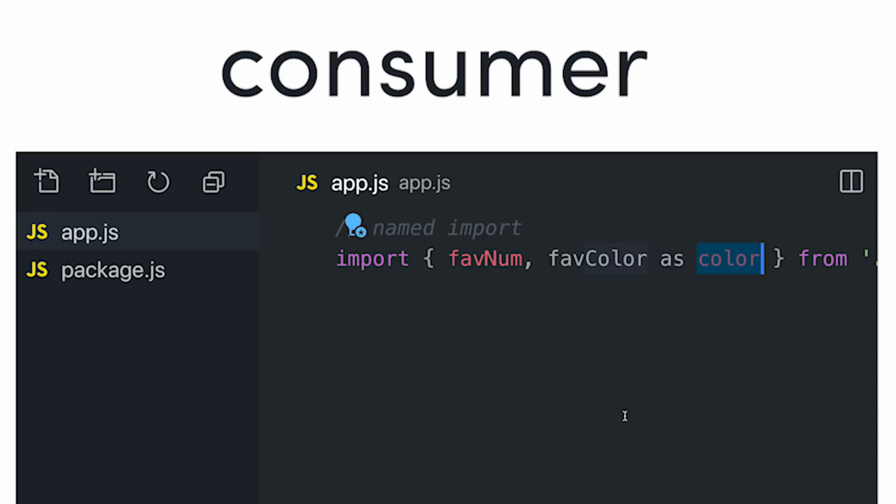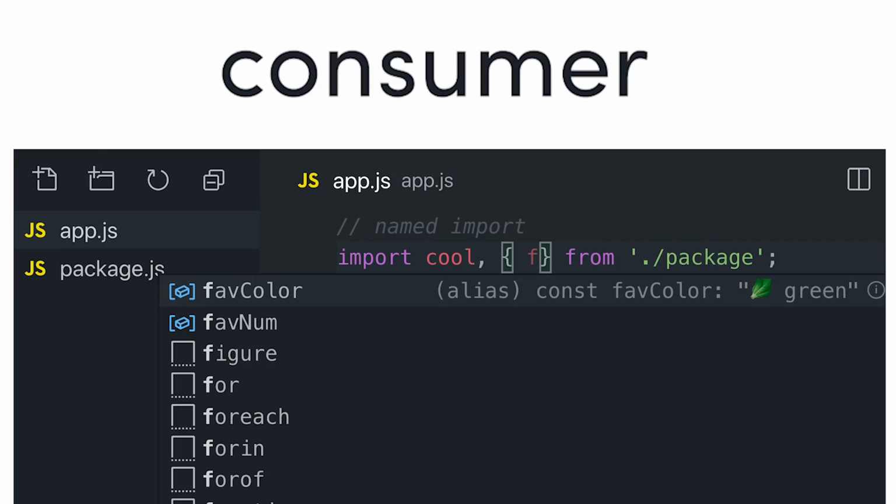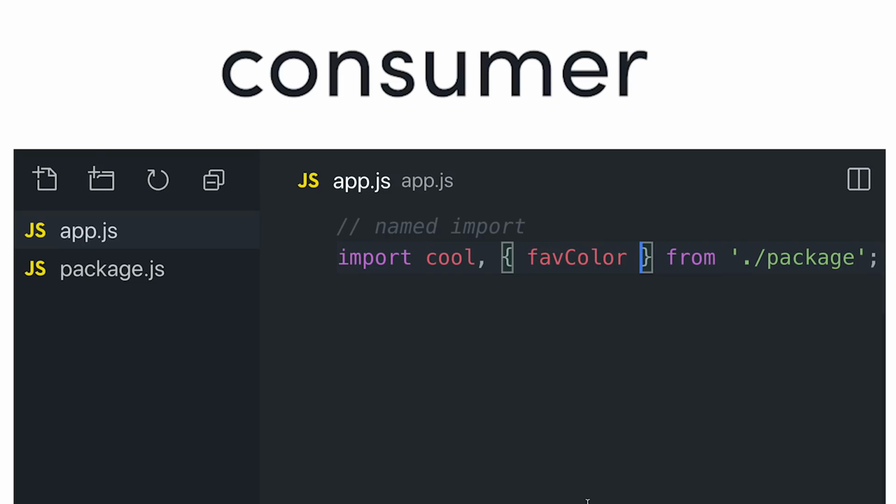A huge benefit of named exports is that they make the module tree-shakeable. That means the consumer only imports the code they actually need, resulting in smaller bundle sizes and better performance. You can also combine the best of both worlds to give you a hybrid syntax that looks like this.